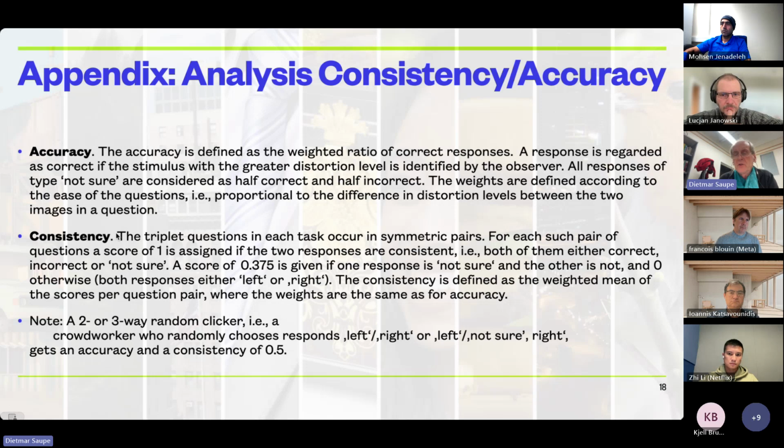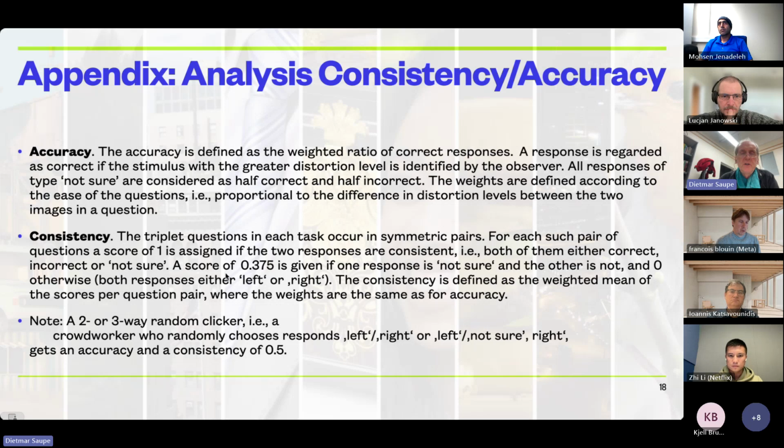If a subject answers right 2 times in a row for the same question, and on the second question the right and left was reversed, then that means inconsistency. If a person answers not sure both times, that would also be called consistent. So then we also weight these scores for consistency accordingly. And so now we have 2 scalars, accuracy and consistency, per subject, or let's say per batch. And these numbers go from 0 to 1.